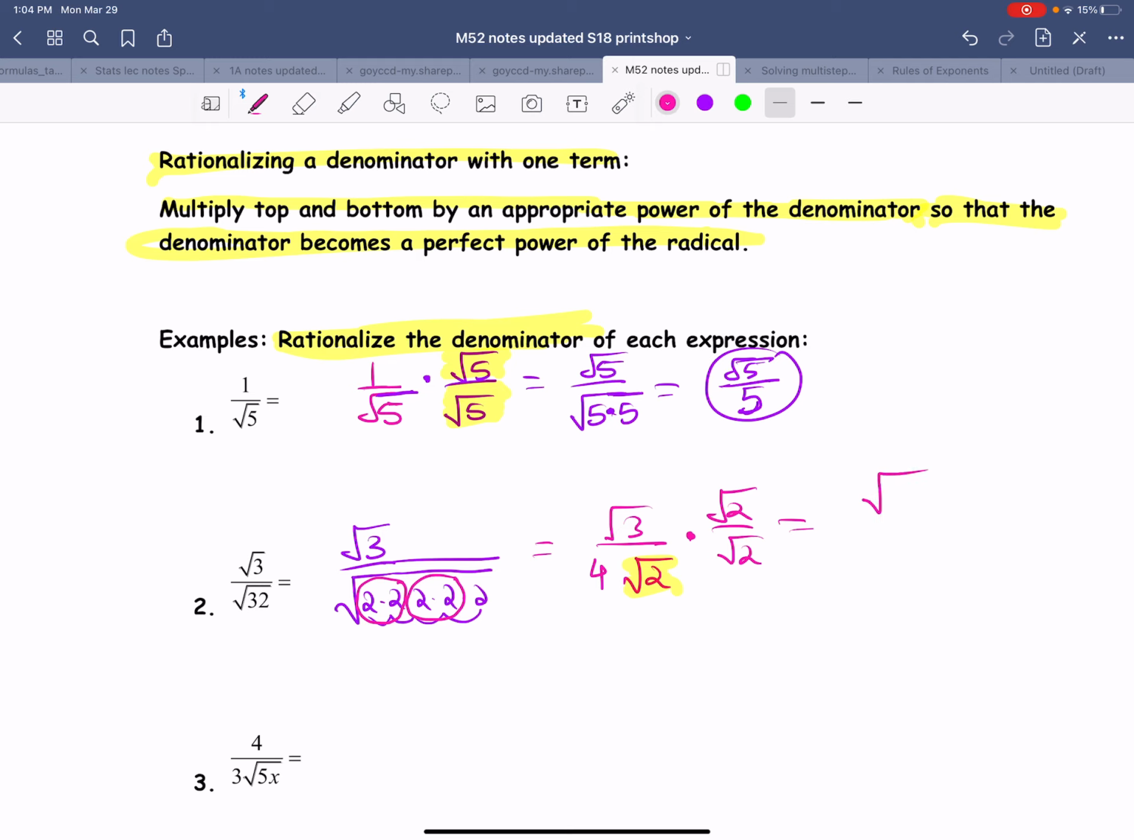The numerator becomes square root of 6. Because your indices are the same, we can multiply the radicands and write as a single radical. And the denominator becomes 4 times root 2 times 2, which can be further simplified to square root of 6 divided by 4 times 2, which is root 6 divided by 8. And that's our simplest form of this radical.